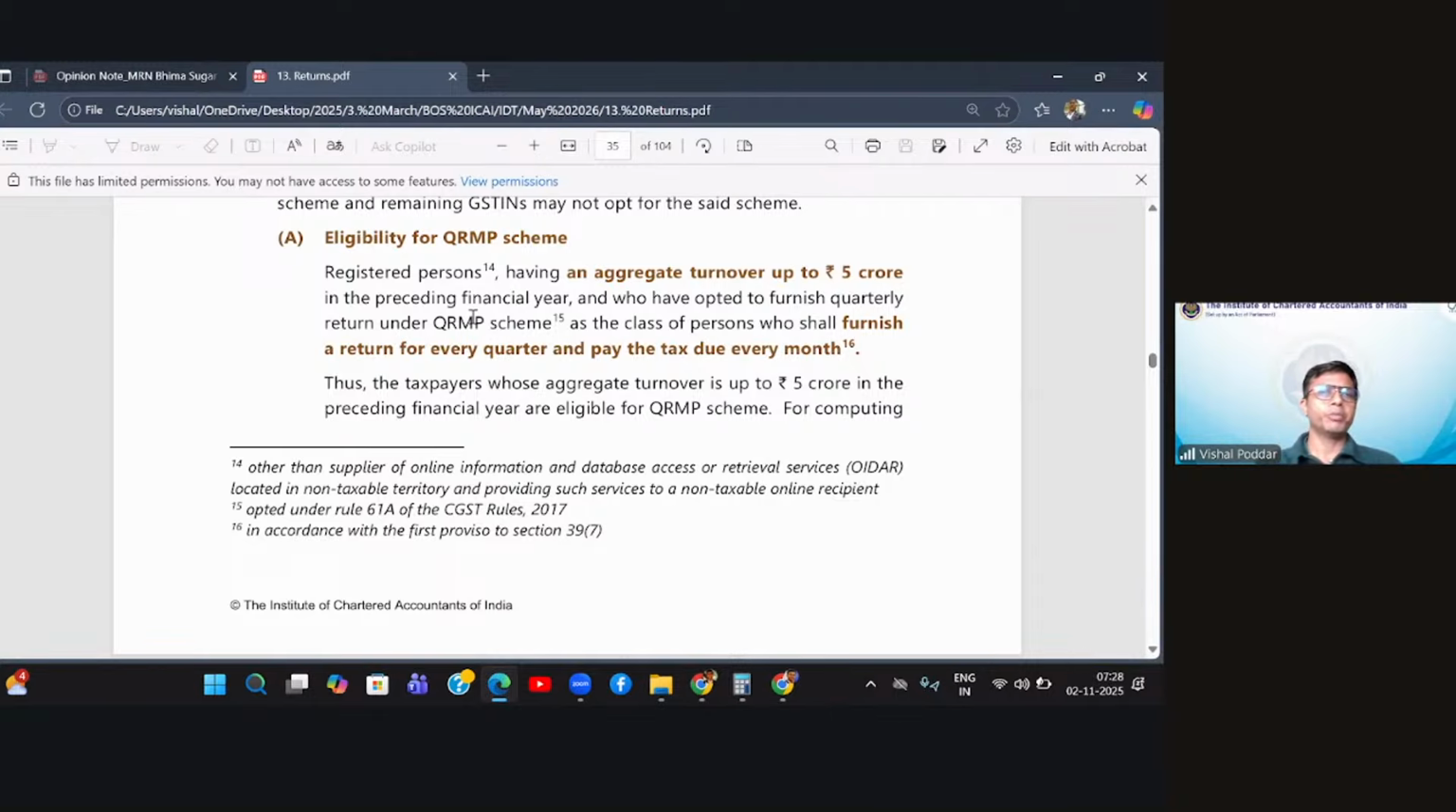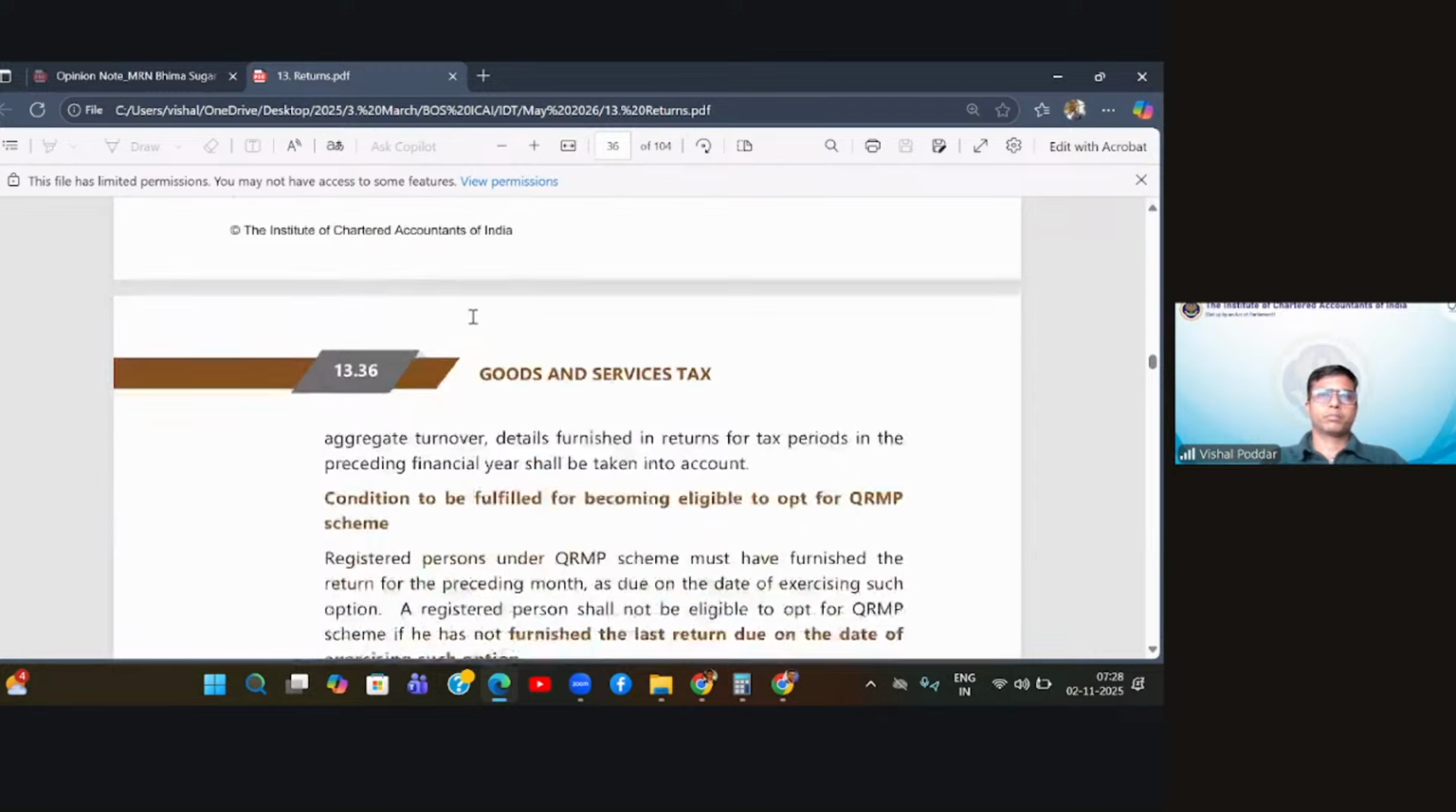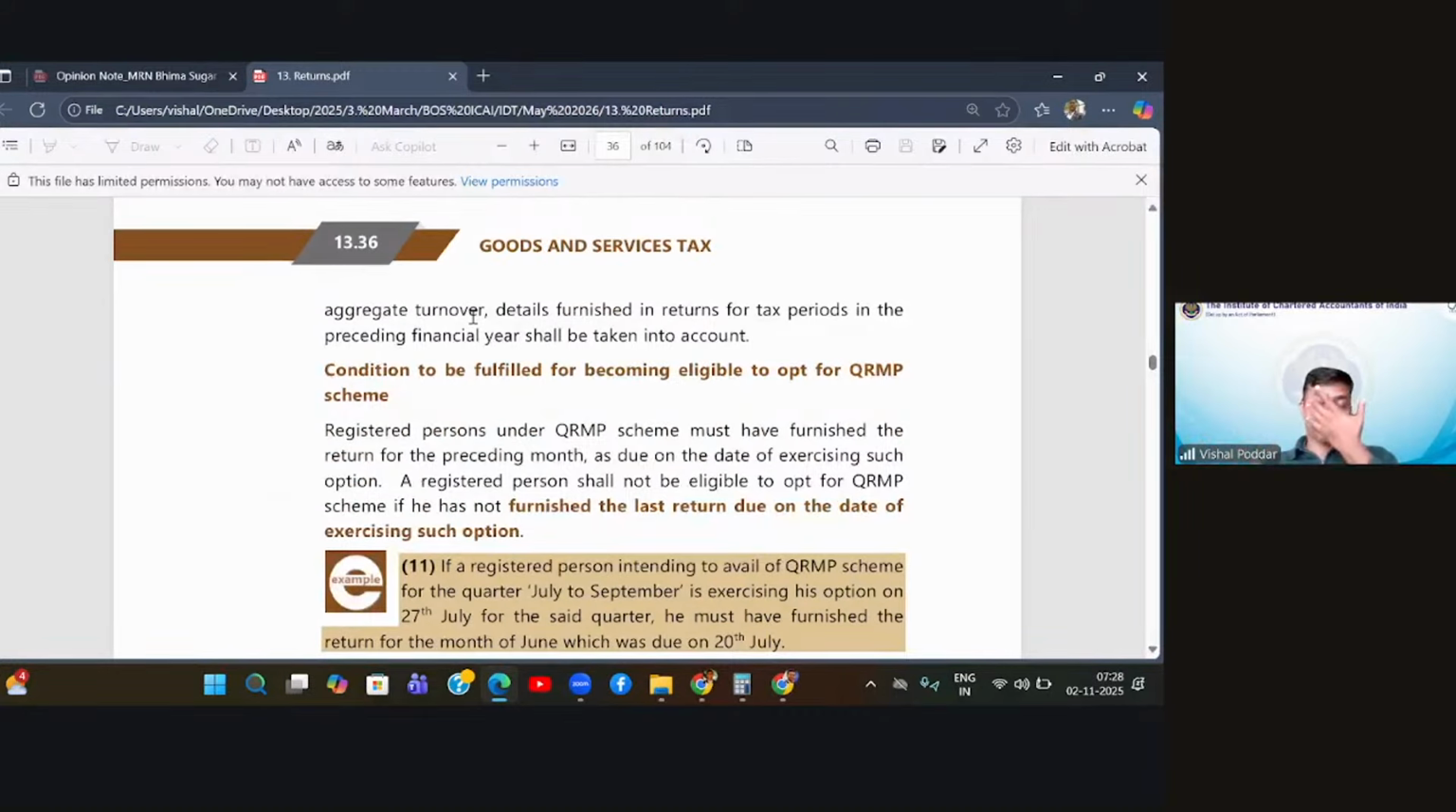Can you please read the eligibility? Eligibility for QRMP scheme: registered persons having an aggregate turnover up to 5 crore in the preceding financial year, and who have opted to furnish quarterly return under QRMP scheme, as the class of persons who shall furnish a return for every quarter and pay the tax due every month. Thus, the taxpayer whose aggregate turnover is up to 5 crore in the preceding financial year are eligible for QRMP scheme. For computing aggregate turnover, details furnished in returns for tax period in the preceding financial year shall be taken into account.